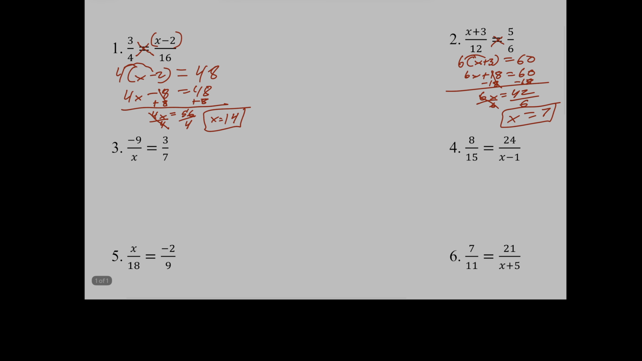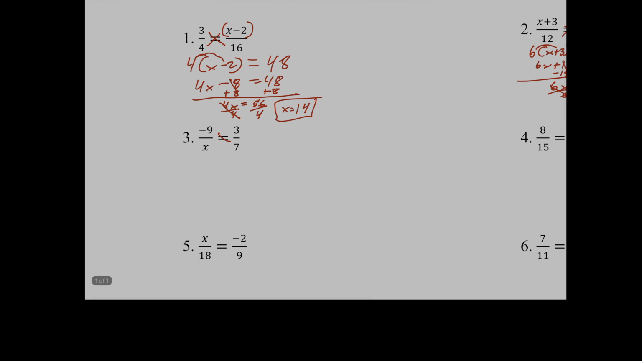Okay, let's go on to number 3 over here. Cross multiply when you have an equal sign. 3x equals negative 63. And then when you divide everybody by 3, how do we do that? Well, negative divided by a positive is a negative. 3 goes in the 6 twice, 3 goes in the 3 once. That's how I'd like you to process this.